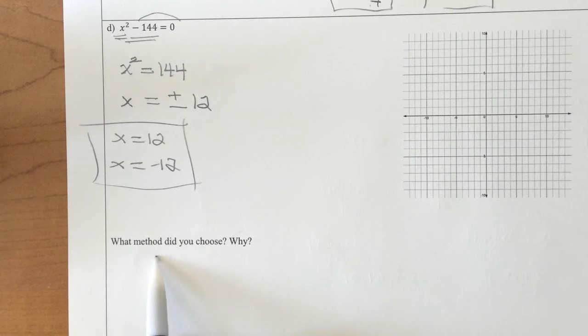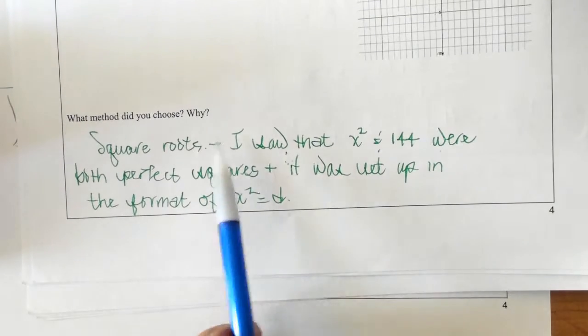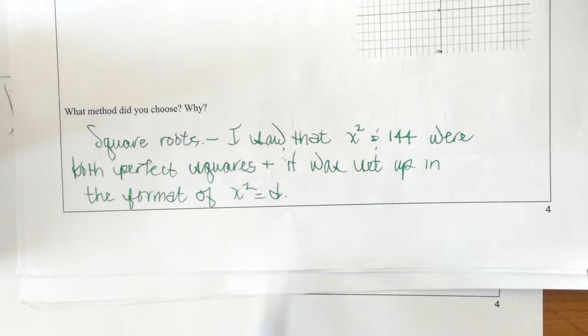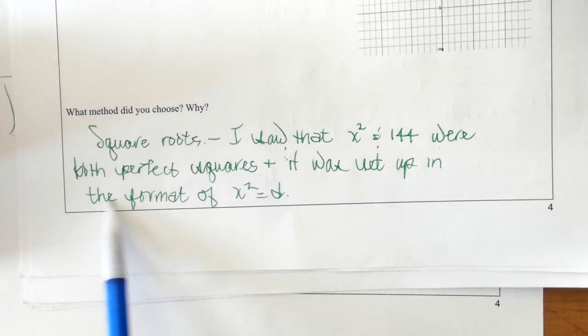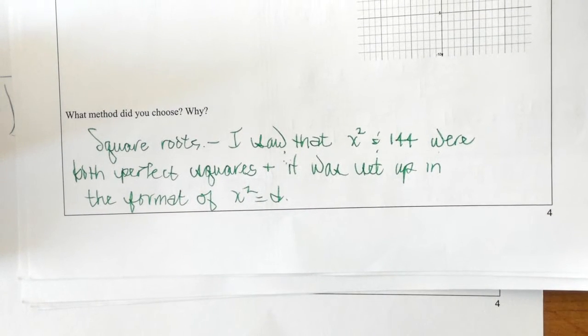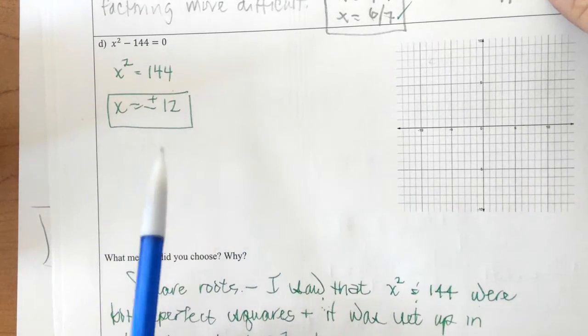Which method did I use? Oh, I used square roots. Why? Because I saw that x squared and 144 were perfect squares, and it was set up in the format of x squared is equal to d. So that was a really easy one for me to see.